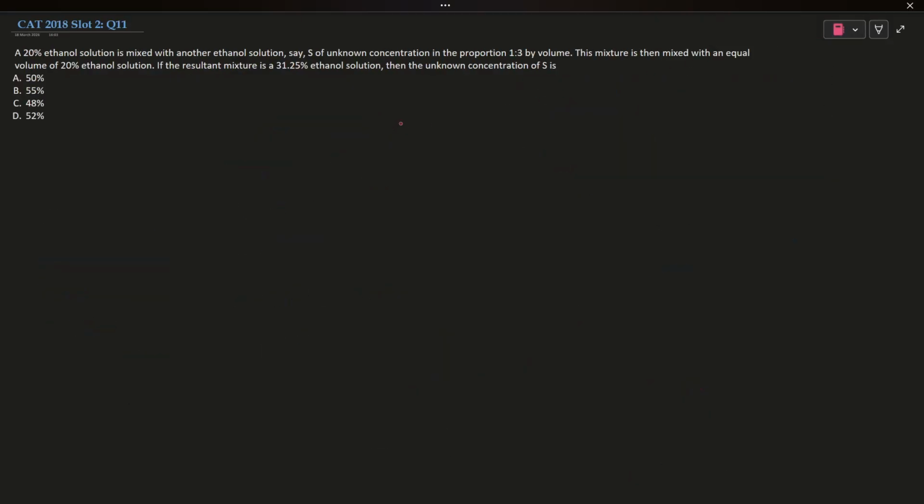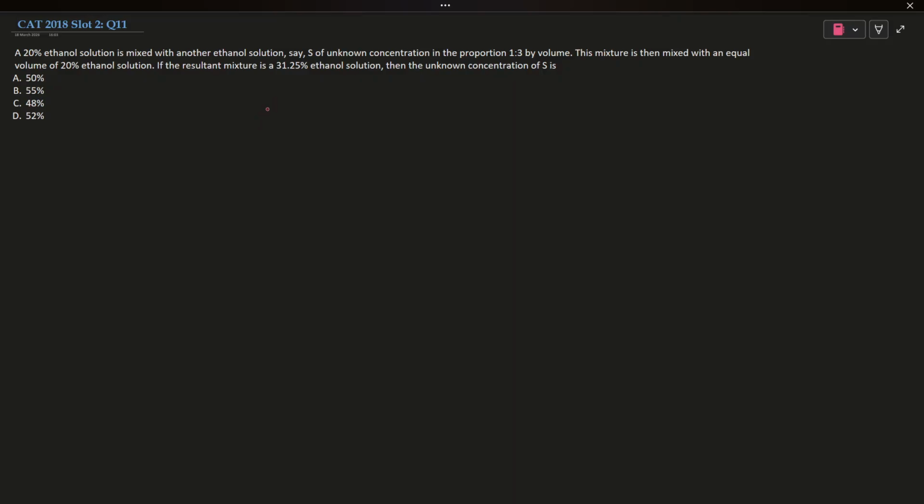A 20% ethanol solution is mixed with another ethanol solution, say S, of unknown concentration in the proportion 1:3. The two solutions are mixed, so I will get another solution. Then this mixture is mixed with an equal volume of 20% ethanol solution. The resultant mixture is 31.2% ethanol solution. Then the unknown concentration of S is, so basically we need to find out S.